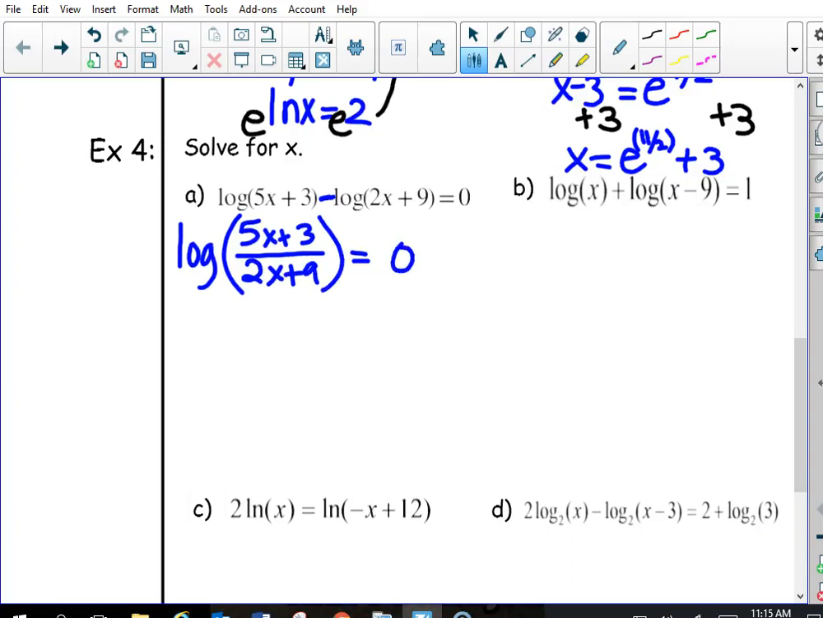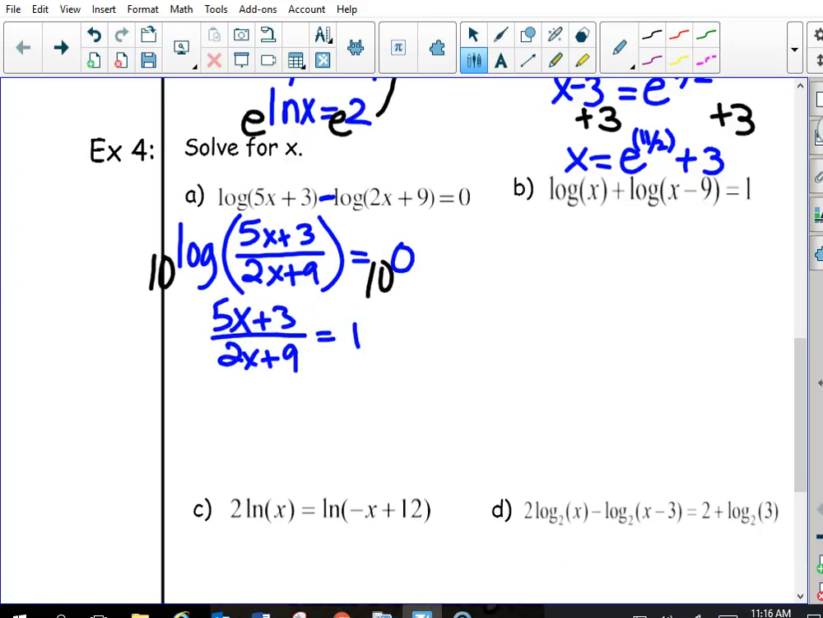Okay, so I've condensed it down to a single log. Now I can apply the exponent of the same base. And this is just plain old log, which has an implied base of 10. So I'm going to exponentiate both sides, base 10. So on the left-hand side, I just get this rational function, 5x plus 3 over 2x plus 9, and then 10 to the 0 power is 1. With a 1 there, I can actually go about solving this.